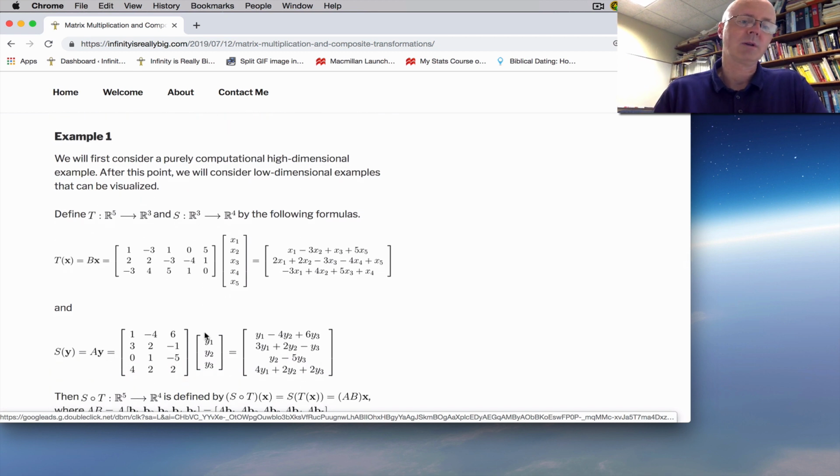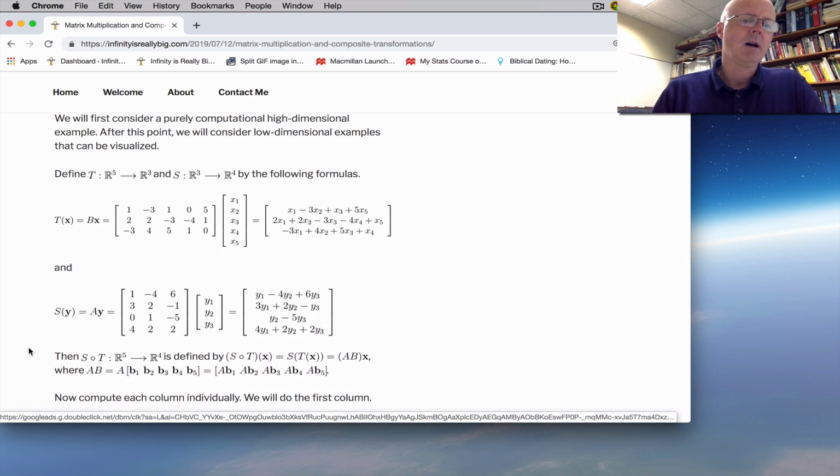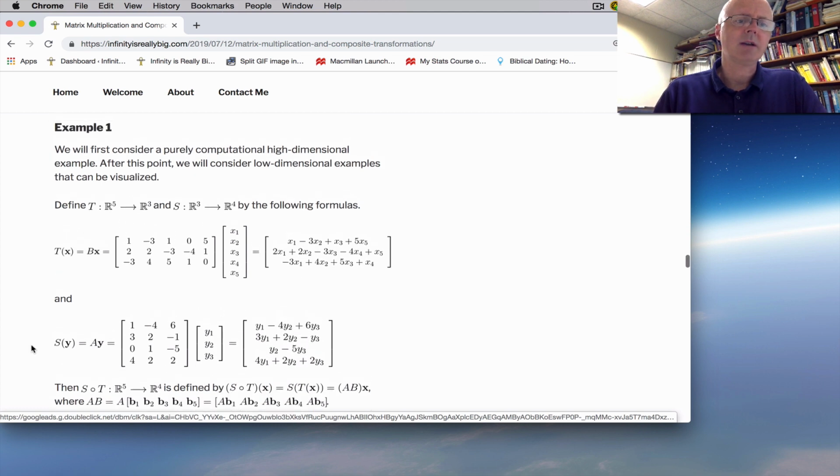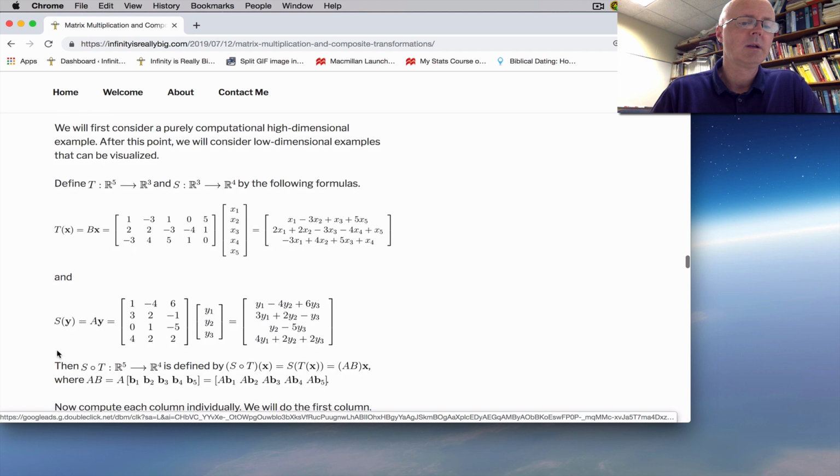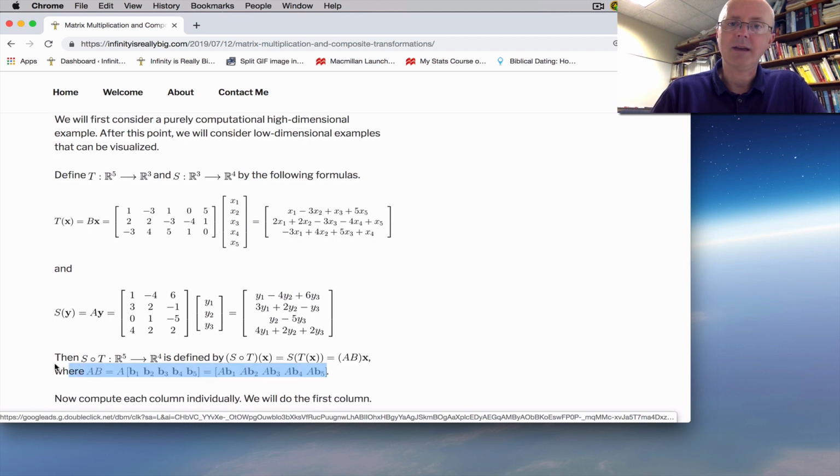All examples worth considering here. I don't want to check all the calculations here, but we should emphasize maybe some dimensional things. T goes from R5 to R3, so its matrix is 3 by 5. S goes from R3 to R4, so its matrix is 4 by 3. Here is our product by the definition. That makes more intuitive sense in terms of wanting the function composition to match the product.